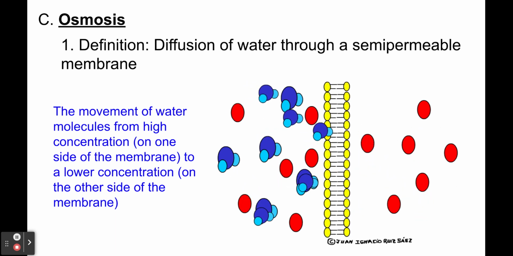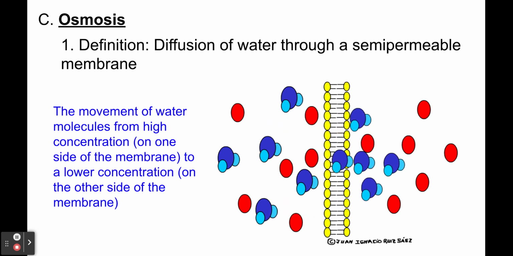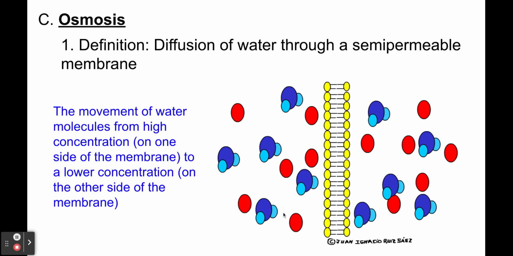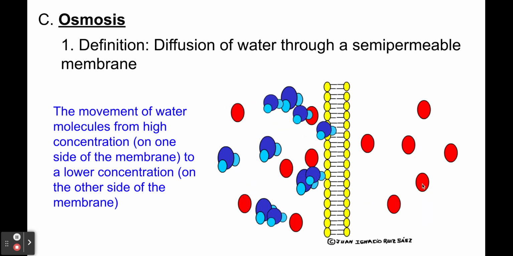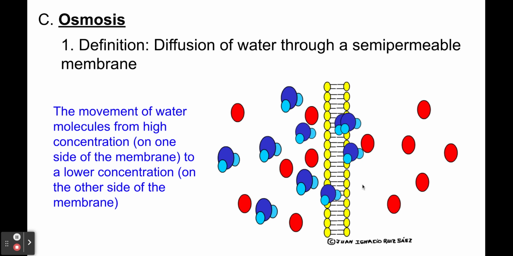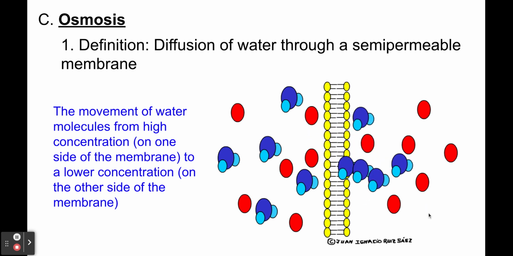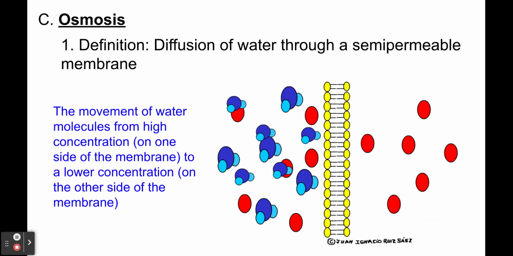Here's another way that I like to think about osmosis. This is an alternative definition that you're welcome to write down. It might be helpful. The movement of water molecules from higher concentration on one side of the membrane to a lower concentration on the other side of the membrane. And they're going to spread themselves out until they're equally distributed on both sides.